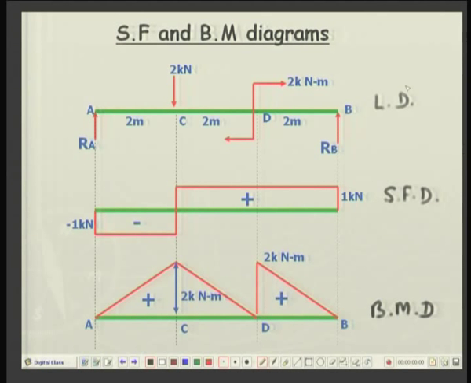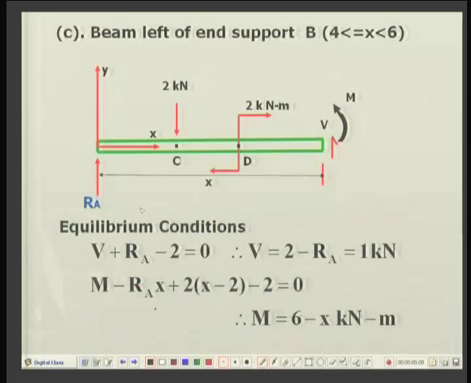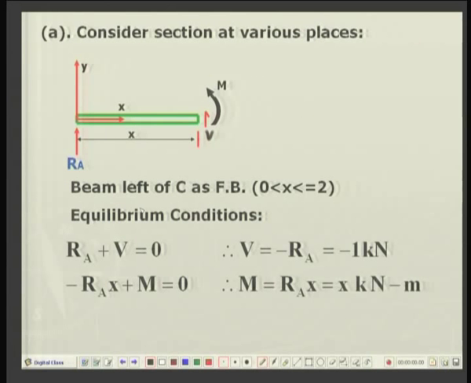Okay. And you can see that wherever there is a concentrated load or a moment or end reactions, I have drawn a vertical line just to indicate the sections. Here, first between 0 and 2, if you look at the equations, what two equations we had between 0 and 2: 1 kilonewton negative and a linear function x.